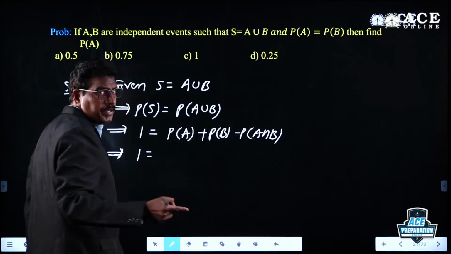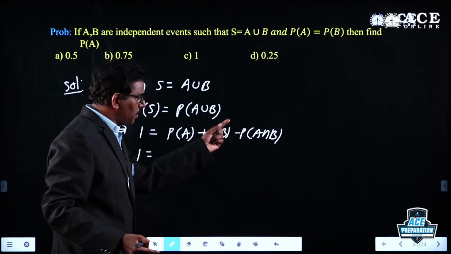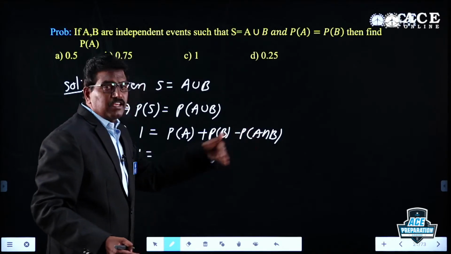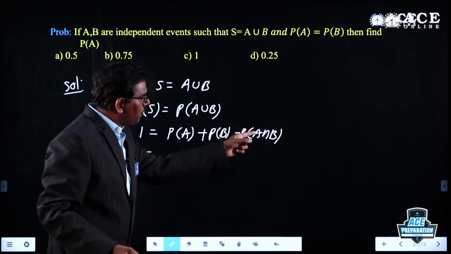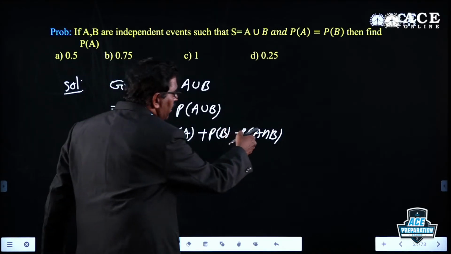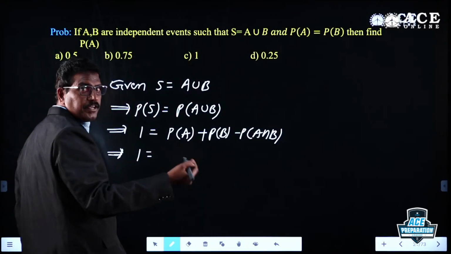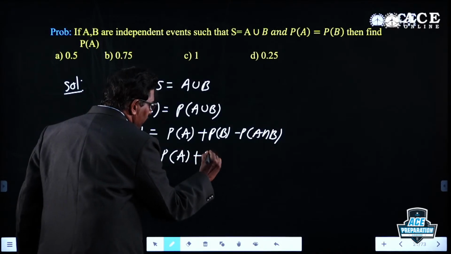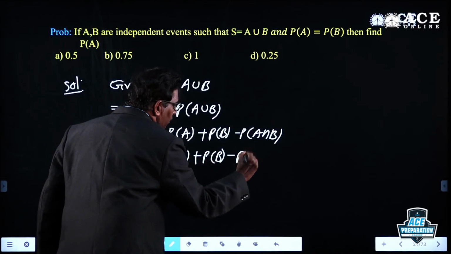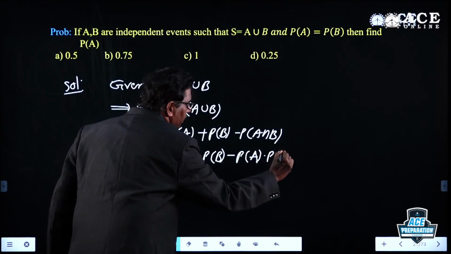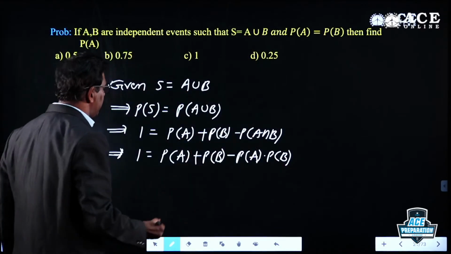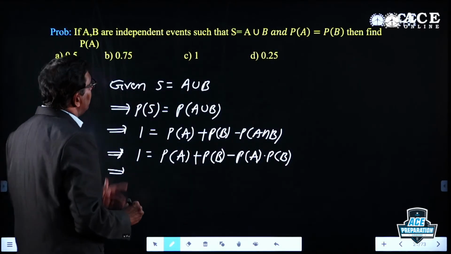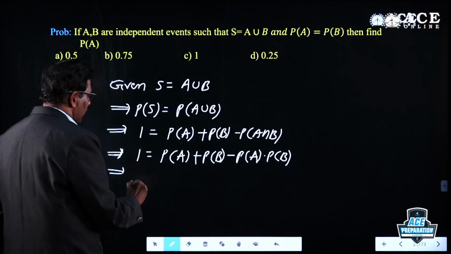Since events are independent, as I already told you in the previous slide, whenever the events are independent, you can write P of A intersection B as P of A into P of B. That is nothing but P of A plus P of B minus P of A into P of B. Since A and B are independent, given. And one more hint given: what is it? P of A is equal to P of B, given.